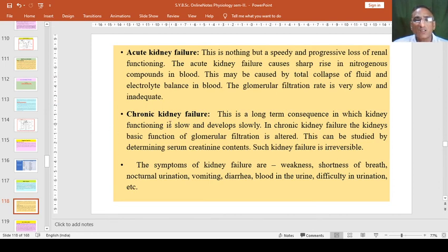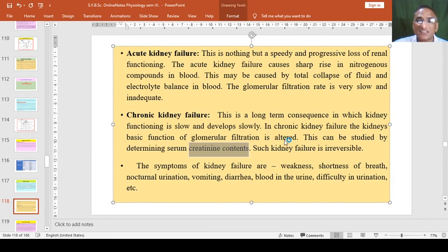Chronic kidney failure, or long-period failure, is a long-term consequence in which kidney function slows down and develops slowly. In chronic kidney failure, the kidney's basic function of ultrafiltration, or glomerular filtration, is altered, meaning not working normally; either a low or high filtration rate is there. This can be studied by determining the serum creatinine content. The serum creatinine level decides the actual kidney failure situation, either acute or chronic. Chronic kidney failure is irreversible. Once it happens, it slows down and at last the kidney will fail.